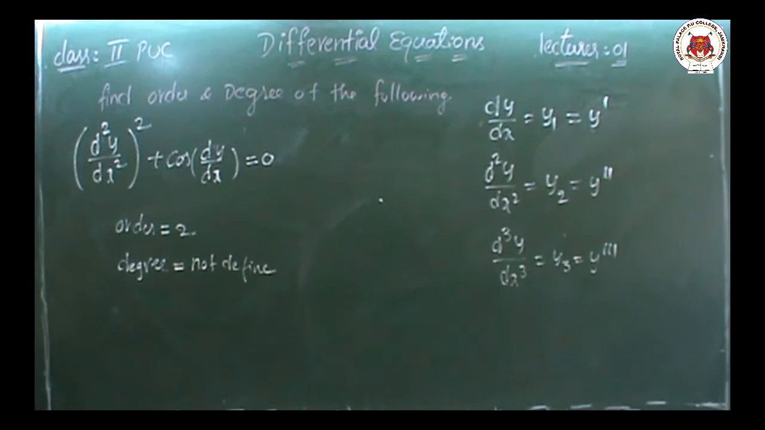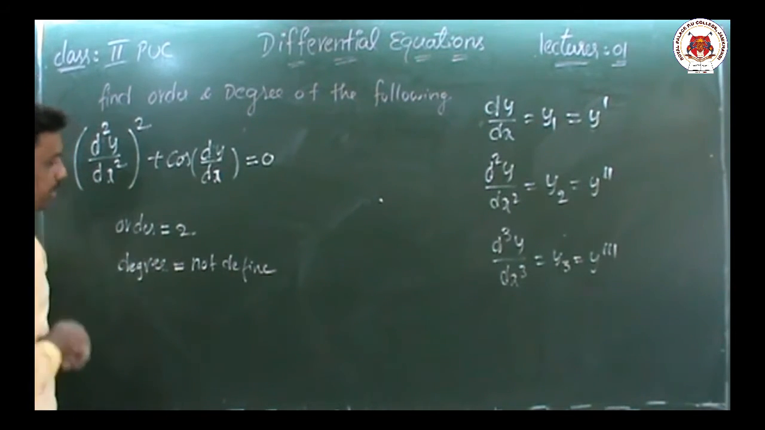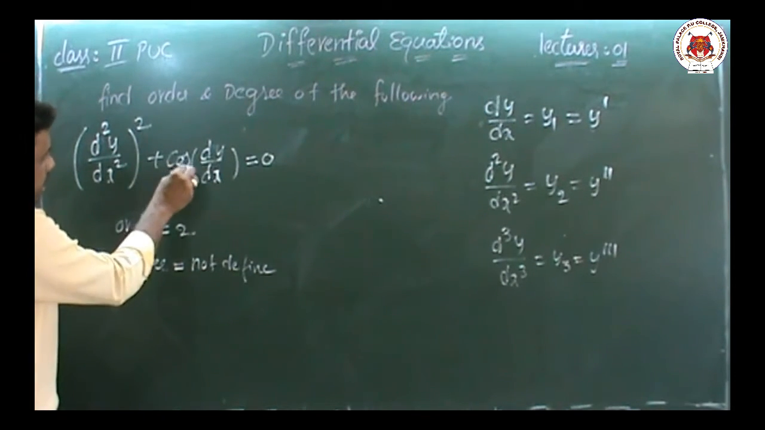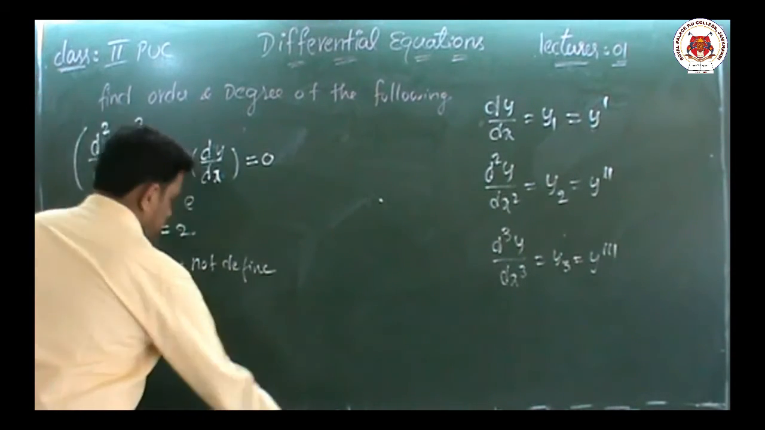Order we can define, but when finding the degree we have to check whether any trigonometric function is having dy by dx, or logarithmic is having the dy by dx, or e power is having it. If it is there, then degree not defined. Now we will go to the next question.